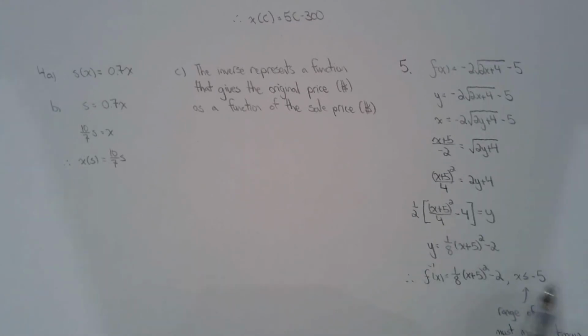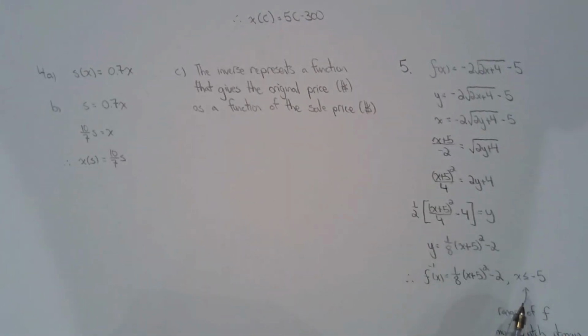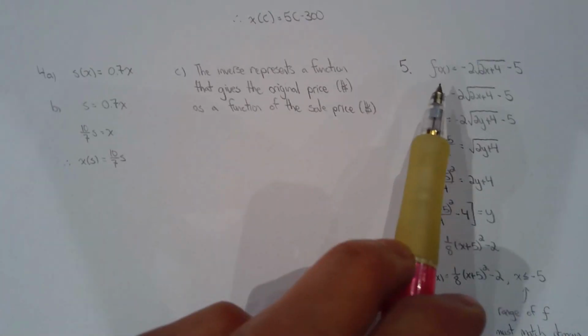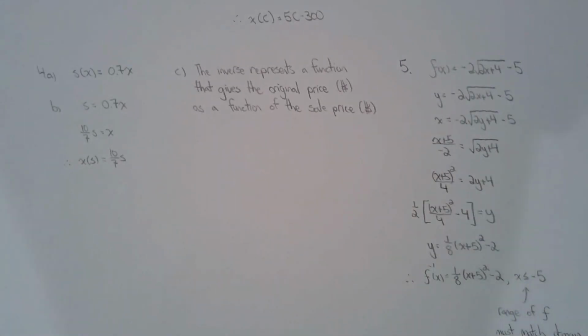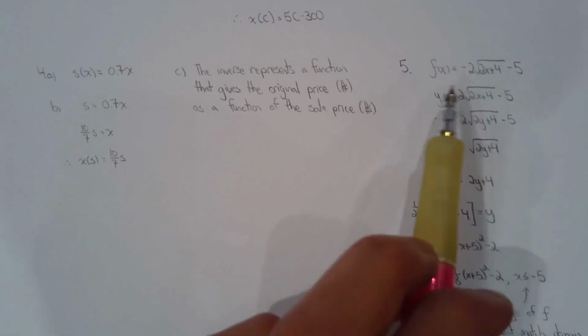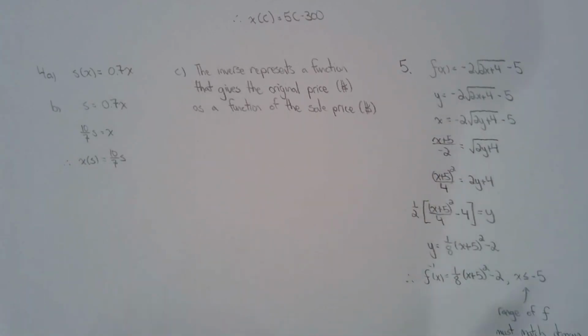Now, how did I get this restriction that x must be less than or equal to negative 5? Remember, the range of my function is going to be the domain of my inverse. So I know that the range of my function f, the output values, must be less than or equal to negative 5. So that's the same restriction I'm going to put on the domain of my inverse.